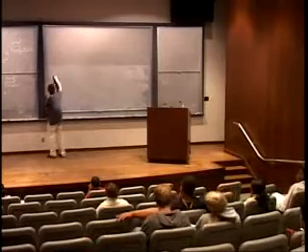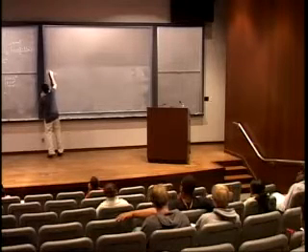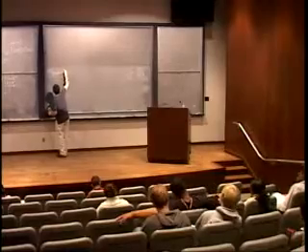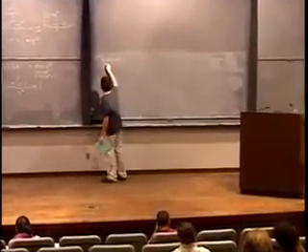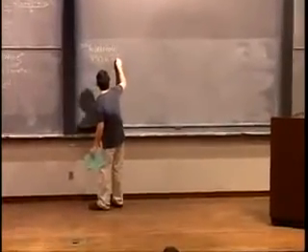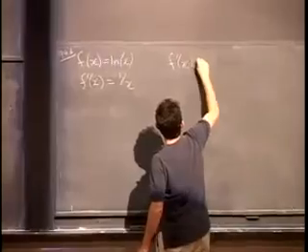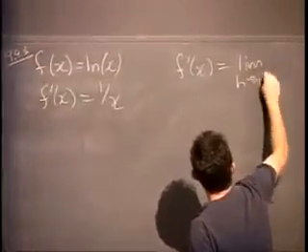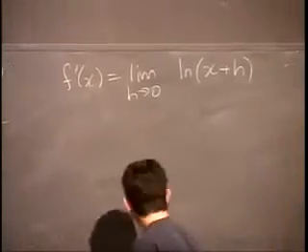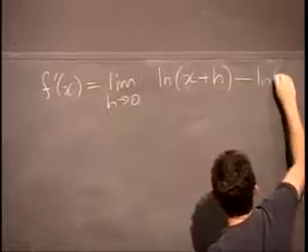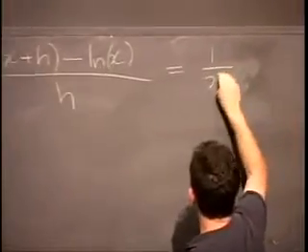Well, suppose instead, and this is in 9.4.3, suppose I play the same game. I'll let f of x be natural log of x. We know that the derivative is 1 over x, right? But of course the derivative is the limit as h goes to 0 of log x plus h minus log x over h, and that equals 1 over x, because we know the derivative is 1 over x.